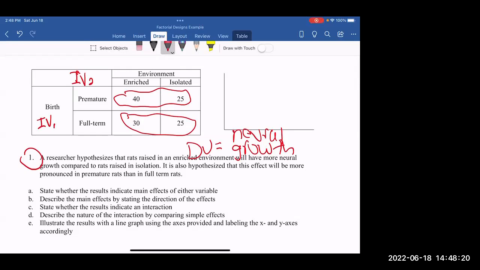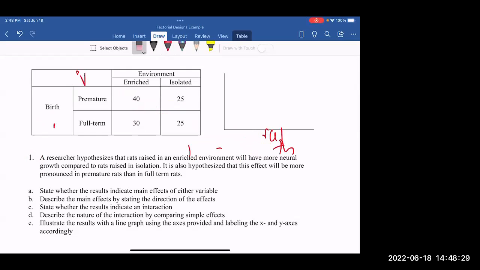Okay, all right. So now that we have a sense of what our independent variables and dependent variables are, let's go ahead and start tackling the questions that we're tasked with answering here. We'll start with part A. Part A states, state whether the results indicate main effects of either variable.